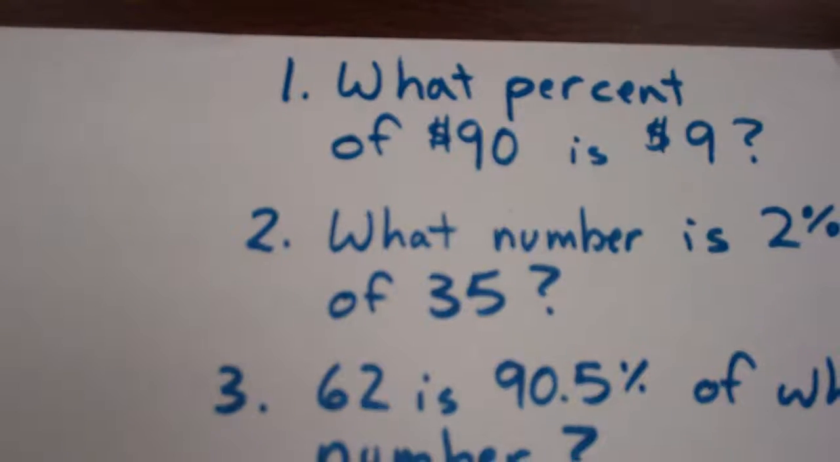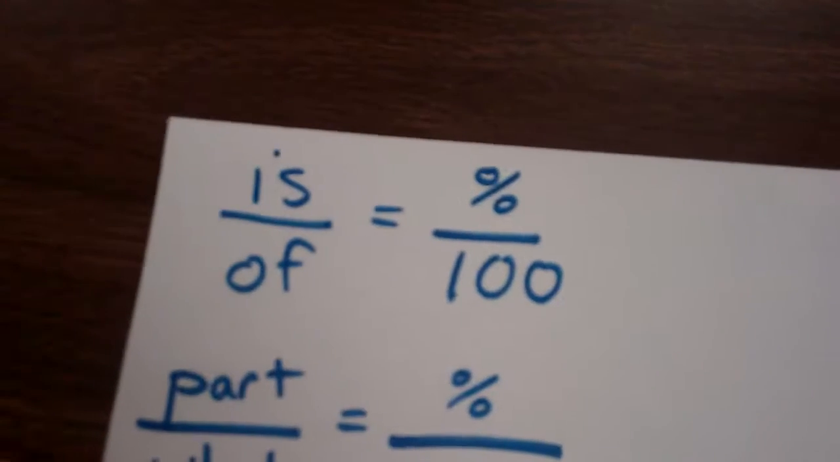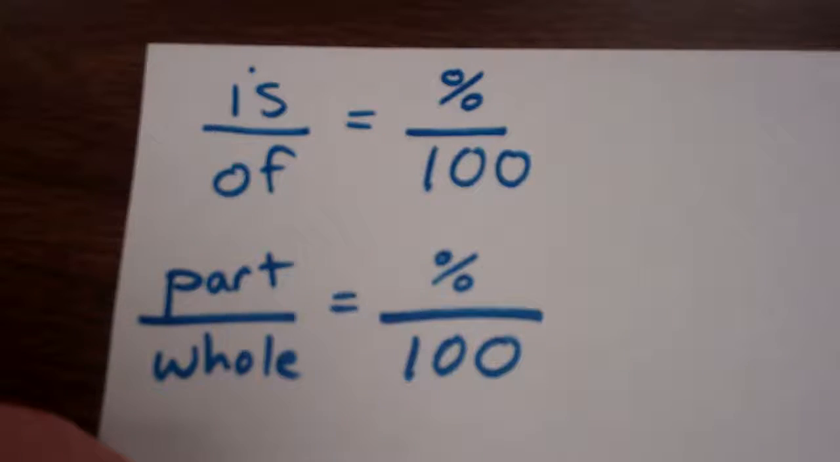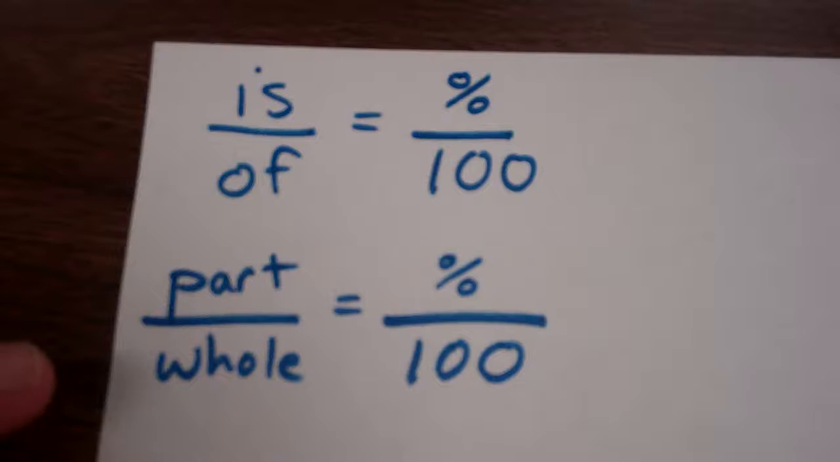What percent of 90 is 9? What number is 2% of 35? Those are in that wording that's ready for is, of. But the second one is, if it's in a story problem, we need to understand what is and of mean. Of means the whole, and the is the part. Okay? The is the part, and the of is the whole.